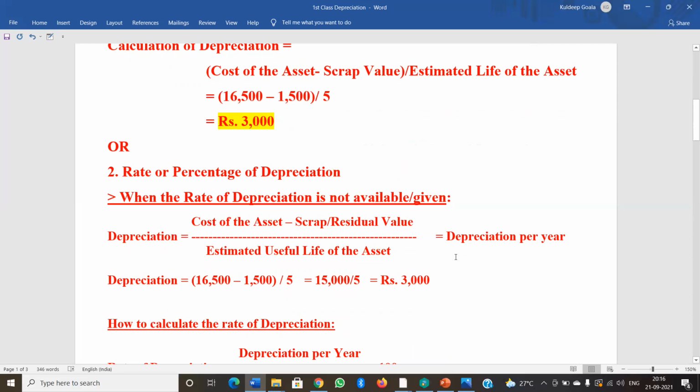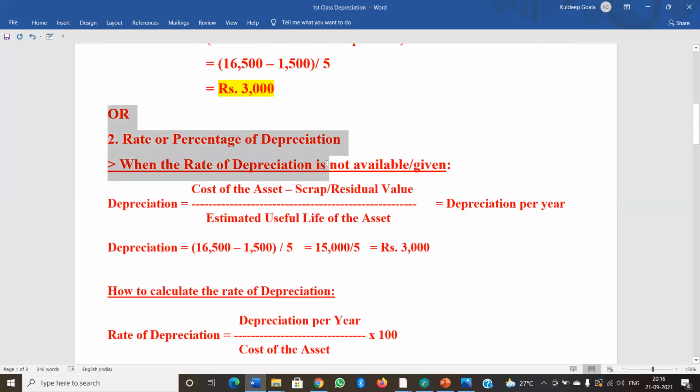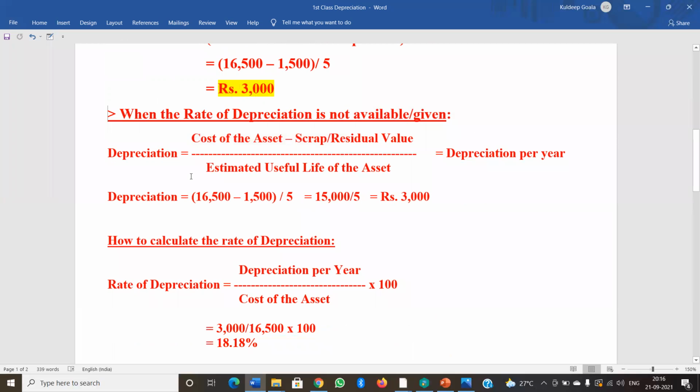I've also mentioned this formula here, so that's okay. We are going to use that. We have already done that. Now, if I want to calculate the rate of depreciation, this is a formula. You can see this also. When the rate of depreciation is not given, you are going to use this formula. Depreciation will be cost of the asset minus scrap value or residual value, divided by estimated or useful life of the asset. You will get depreciation per year.